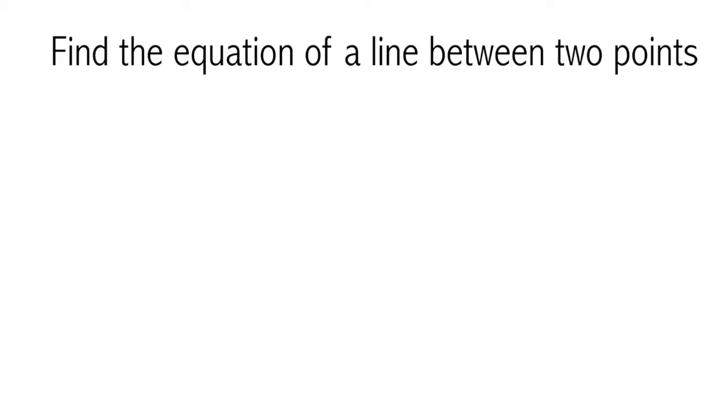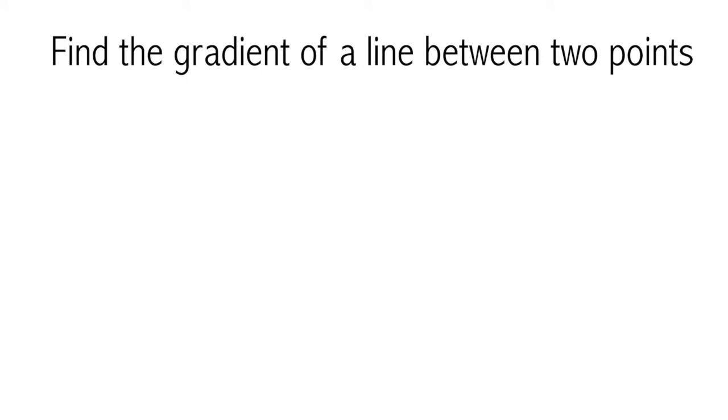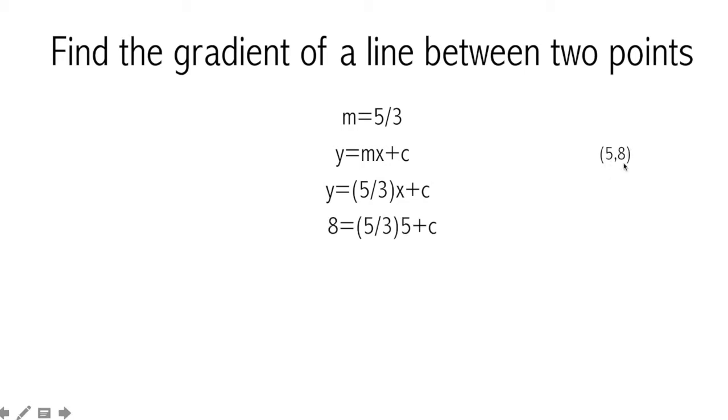So sometimes they might ask you to find the equation of a line between 2 points. At that point, we proceed with finding the gradient as we did in the last case, but this time we do not just stop here. There is another step. We know that the equation of a line is y is equal to mx plus c. So what we do is we substitute 5 by 3 into m. Now we had 5, 8 as a point on the line, so we have one value of x and one value of y. We substitute that, and rearrange the equation to get c, which is minus 1 by 3.